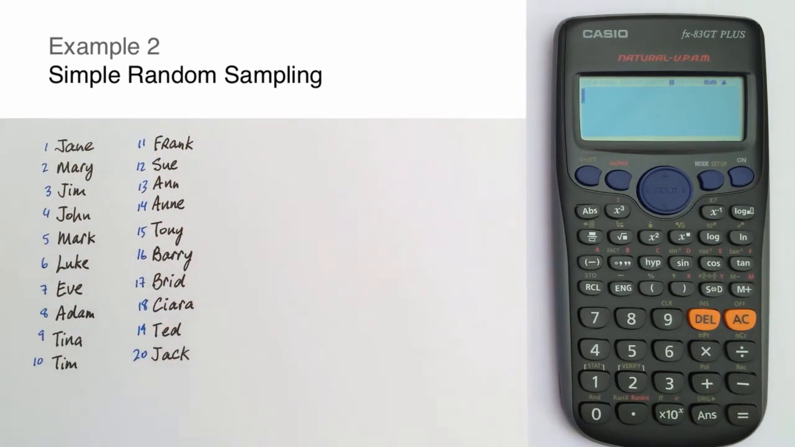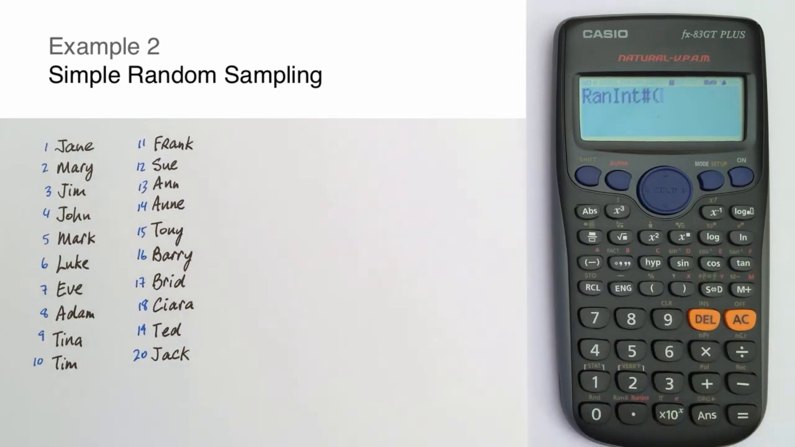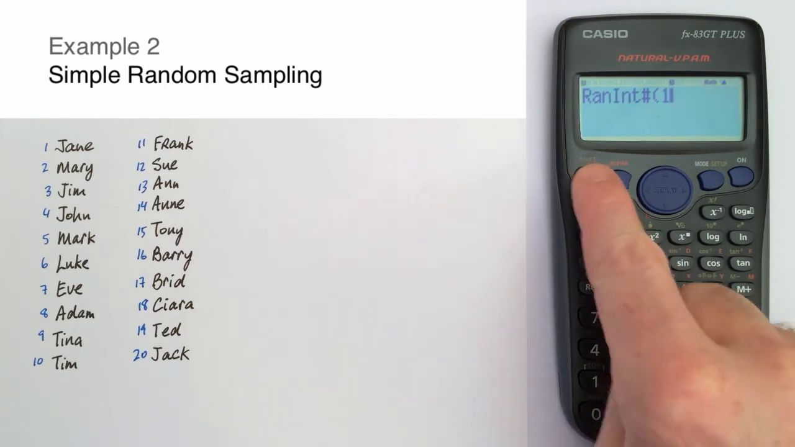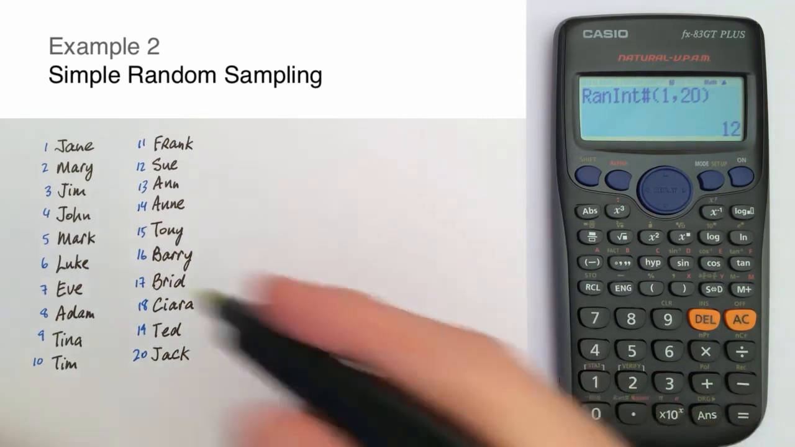The students have been assigned a number between 1 and 20, so I'm going to use a calculator to randomly select a student between 1 and 20. So what I'm going to do is press alpha and the random integer button. Between 1 and 20 is 1, the comma is shift, comma, 20. Close your bracket and press equals. And let's see who it generates. So firstly, it's picked out number 12. So it's picked out Sue.